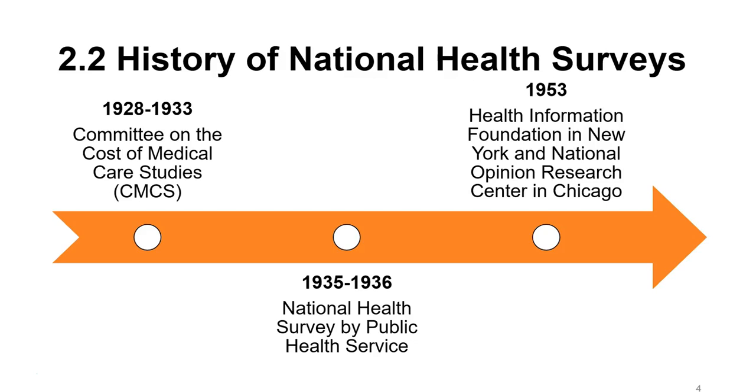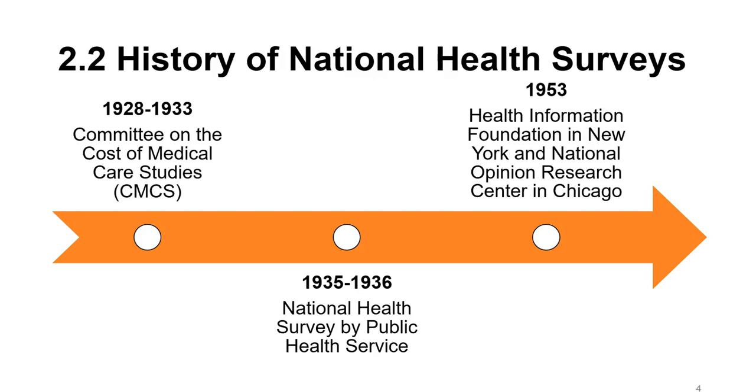A major limitation of this effort was that it did not collect data from underrepresented groups, particularly Black or African American families. From 1935 to 1936, another national survey was conducted by the Public Health Service. The focus of this survey was to measure the incidence, or new cases, of illness and use of medical services. This survey used a multi-stage area sampling design with a larger sample size. It collected data from 21 states. Both of these surveys provided data into the 1950s.